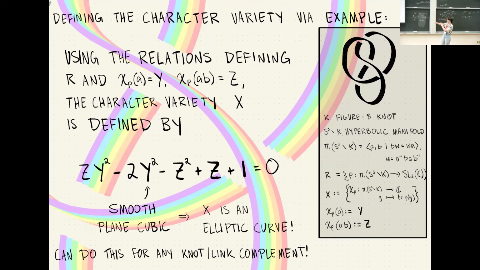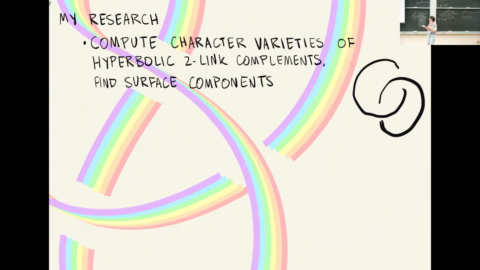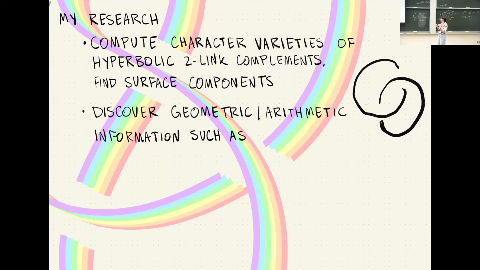We can do this construction for any knot or link complement. In most cases, we're not going to get something as pretty as this, but there are a lot of questions that we can ask about this. My research is to compute the character varieties, not of knots, but of hyperbolic 2-links. And as I said at the beginning, if I do that, instead of getting a curve, I'm going to get a surface as a component of my character variety, and I want to explore the geometry of those surfaces.